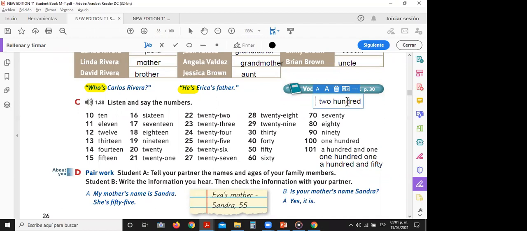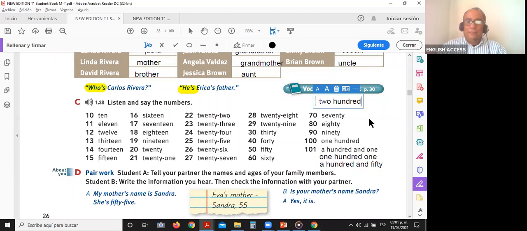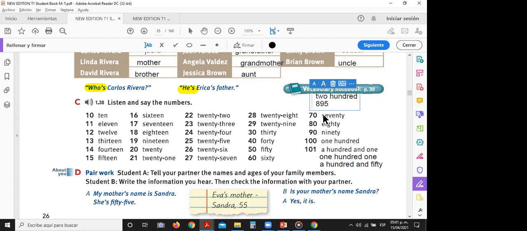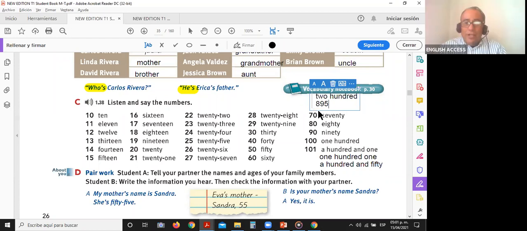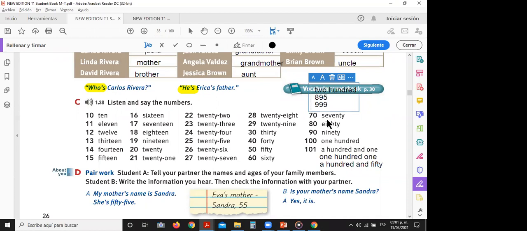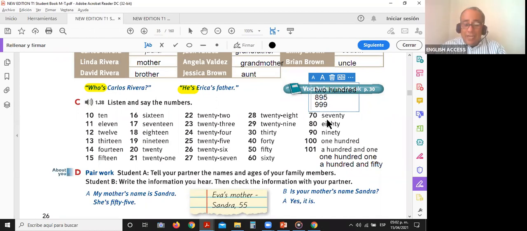What about 4? 400. What about 6? 600. 7. 700. What about this number, guys? It starts 895. Exactly. It starts with the hundreds. Well, they have more numbers. What about this number? 999. And what about this beautiful number here?